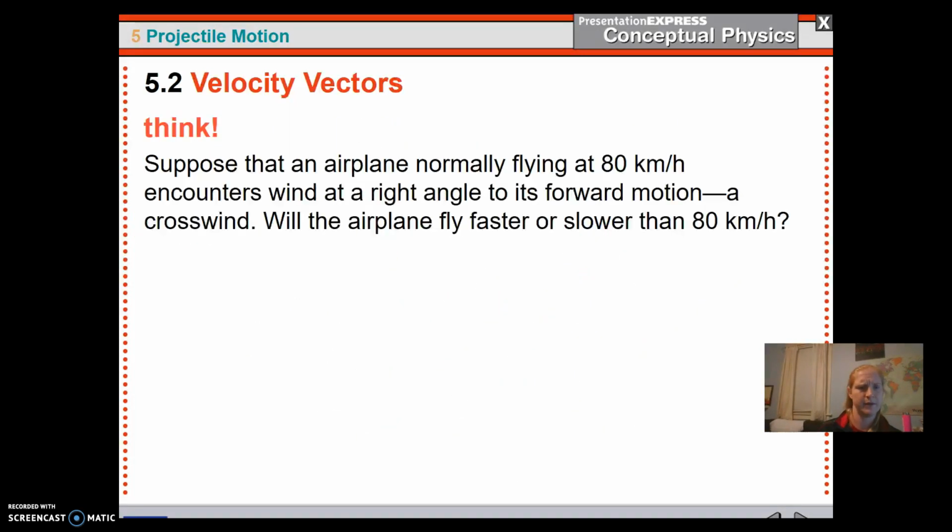I'm moving on from here. Okay, so suppose an airplane normally flying at 80 kilometers an hour encounters a wind at a right angle to its forward motion. While this will help the airplane fly a little bit faster, it will put it in a slightly different position, and it's going to have to account for this.